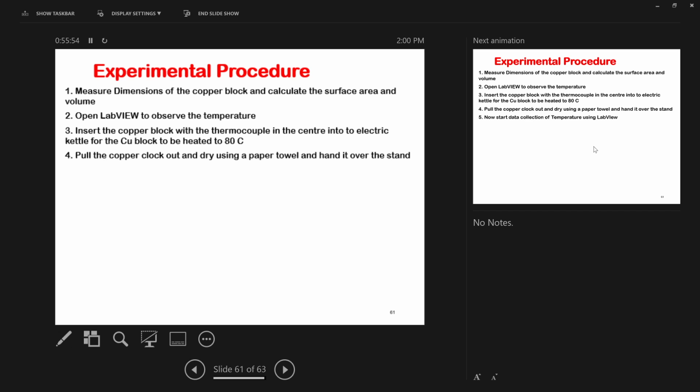Okay, and then we give you a stand. You put that over a stand, and you start collecting the temperature. What do you expect to see? You expect to see the temperature drop, right? Does that make sense? Because the room temperature is definitely less than 80 degrees. Otherwise, you couldn't stand the temperature inside the room.